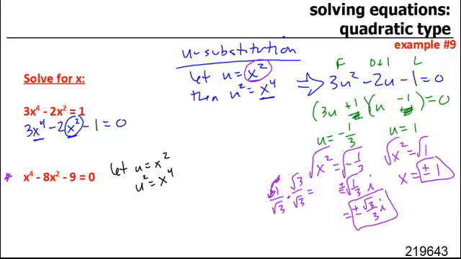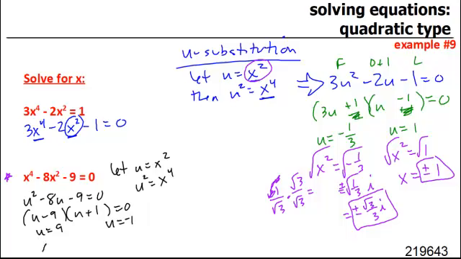You get the same relationship. Your highest power is double your lower power, so you can use u substitution. Let u be that lower power, so that gives me u squared minus 8u minus 9 equals 0. And I can solve this by factoring: u minus 9, u plus 1. So my u is either going to equal 9 or negative 1.